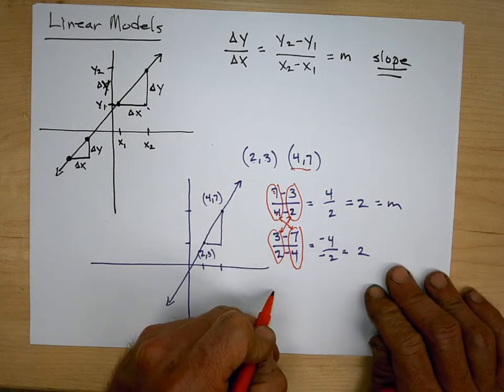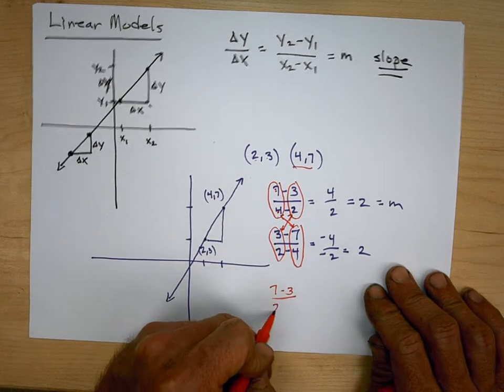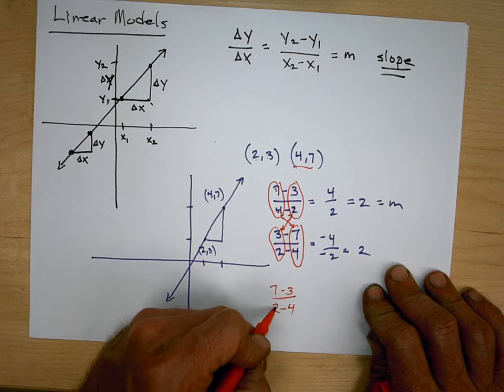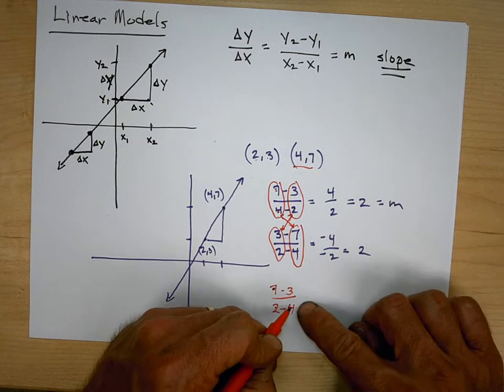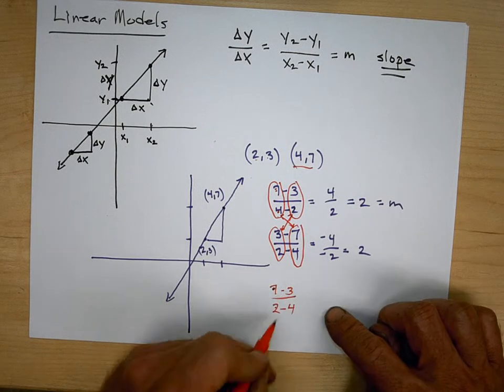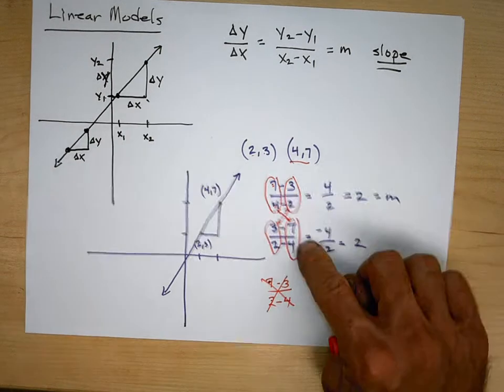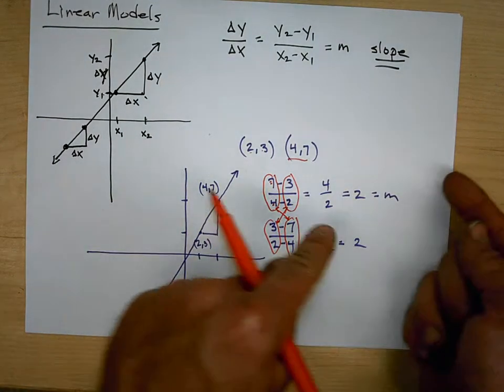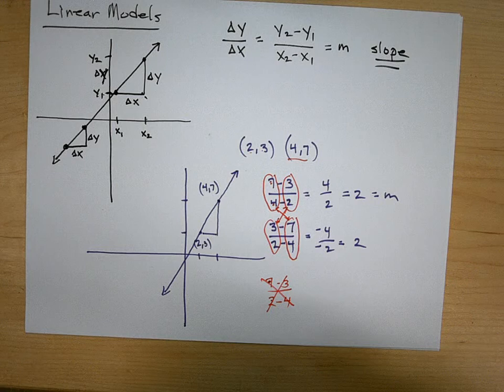So in other words, we wouldn't want to do 7 minus 3 over 2 minus 4, because (2, 7) is not one of our points, and neither is (4, 3). This would be getting them mixed up. We don't want to do that. So that's the main thing you have to keep track of here. It doesn't matter which point you subtract from which, as long as you're consistent.